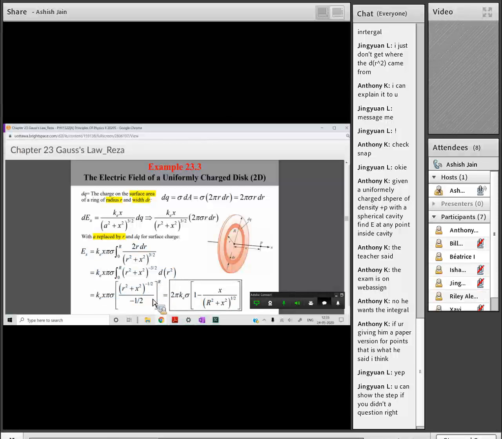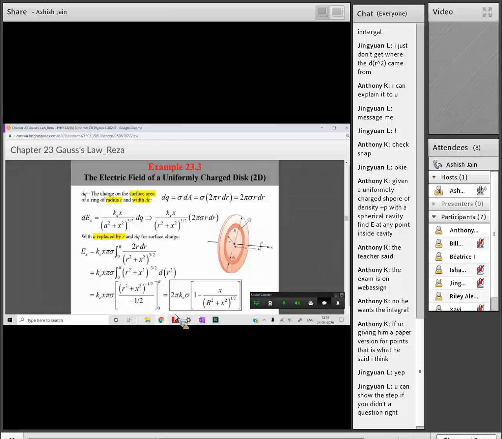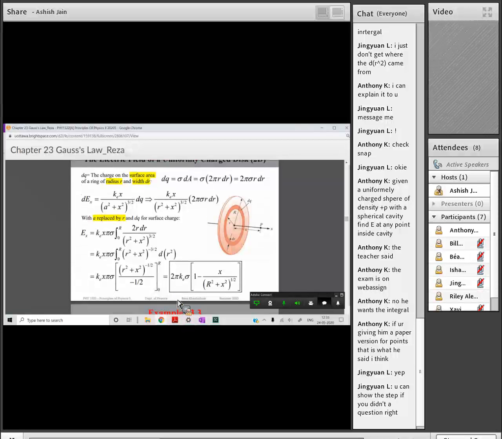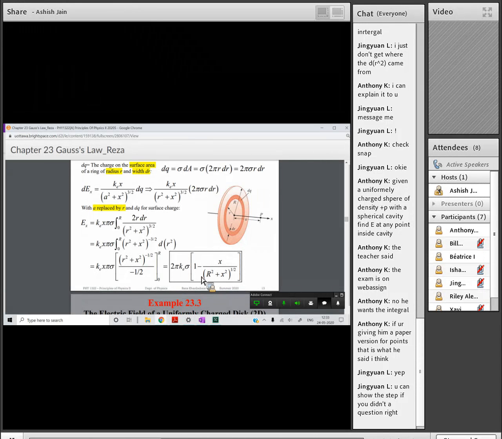And another question was, how did you get this? So you just apply the limits from 0 to R. Should I show you? Try it. You'll get it. You take one R common, and you'll get 1 minus x by r. And if it's not clear, you can explicitly leave it. You don't have to solve it till this point.